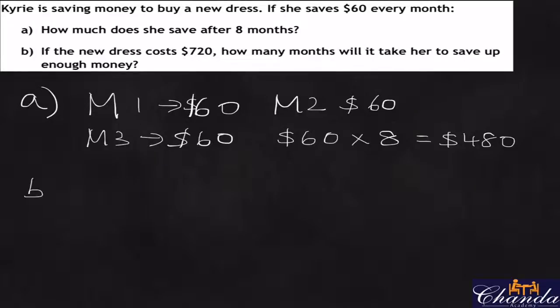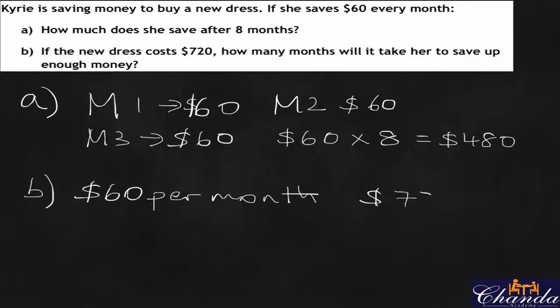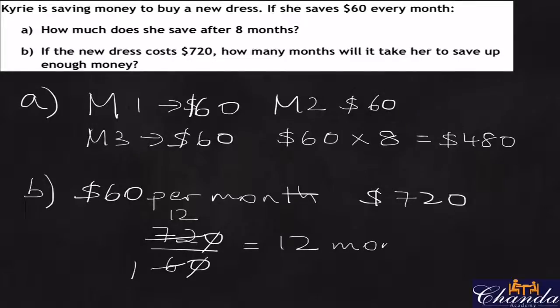Now, part B says, if the new dress costs $720, how many months will it take for her to save up enough money? Now, again, if she's saving $60 per month, and she needs to save up $720, all we have to see is how many 60s fit into 720, or 720 divided by 60. Now the zeros get cancelled off here, and 6 goes into 6 once, 6 goes into 72, 12. So that is 12 months. So the question asks, how many months will it take her to save up enough money? It will take her 12 months.